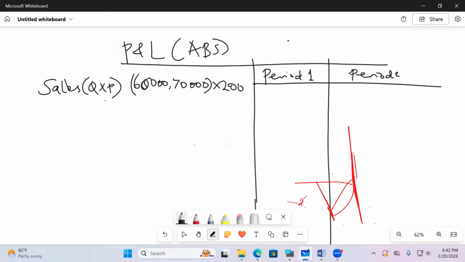200. So remember, the first figure is for period 1, isn't it? The second figure is for period 2. So period 1, 60,000 times 200 gives us how much? 12 million. So this gives us 12 million. And then 70,000 times 200? 14 million.